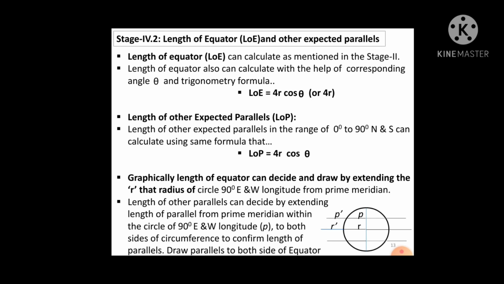So for example, you have to find the entire length of the parallel of 30 degree latitude. What you have to do is find the corresponding angle of the 30 degrees. You take the cos of that corresponding angle, and multiply it with 4r. You will get the length of that particular parallel.